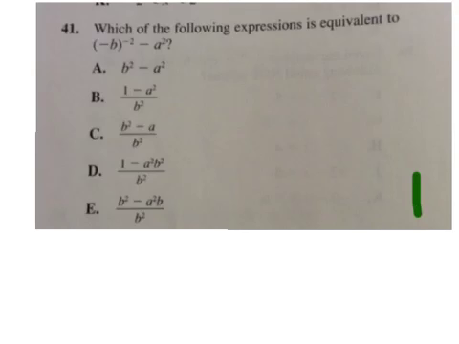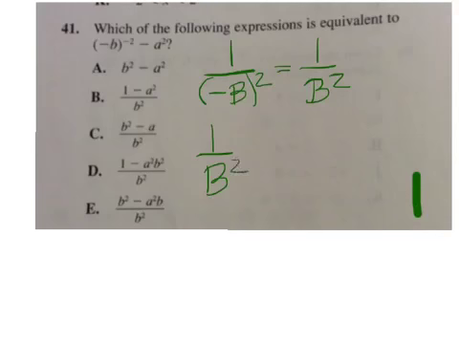Which of the following expressions is equivalent to that expression? So we have to get rid of that negative exponent. So instead of negative b, you're going to have 1 over negative b, and that's going to be squared on the bottom. So that's really 1 over b squared. So we'll use that piece and we'll copy it down here. Just some scratch work up top. And then minus a squared.